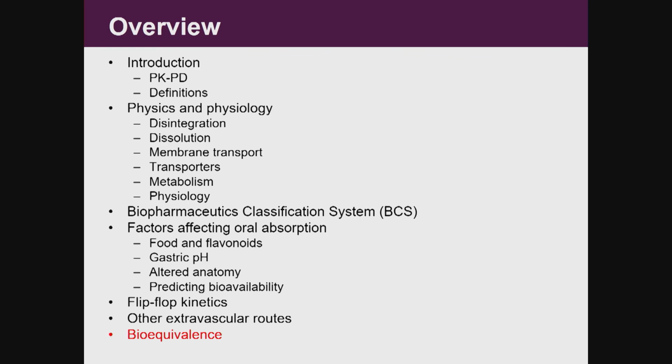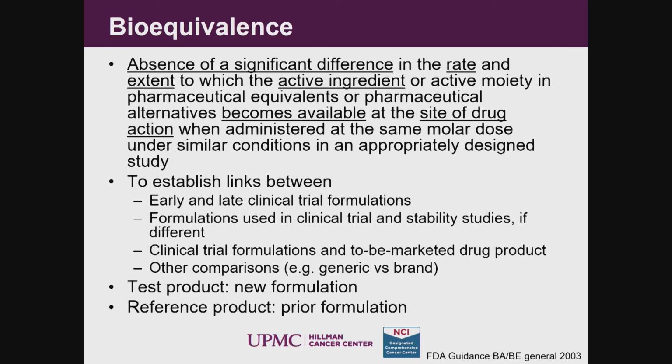So lastly, I want to discuss the bioequivalence. Bioequivalence is defined by the FDA as the absence of a significant difference in the rate and extent to which the active ingredient becomes available at the site of drug action. These kind of studies are done to establish a link, to show equivalence of different formulations, early, late clinical trial formulations, clinical trial versus stability formulations, and of course brand and generic versions.